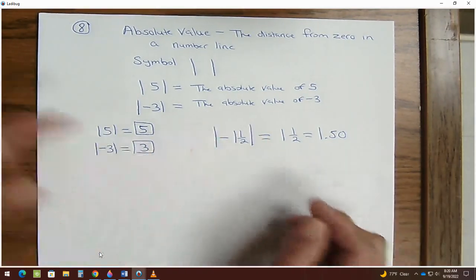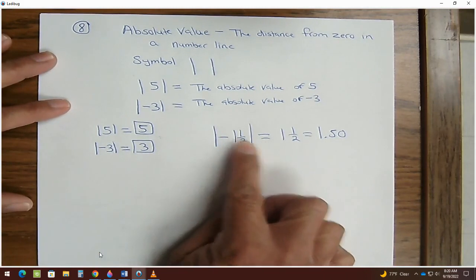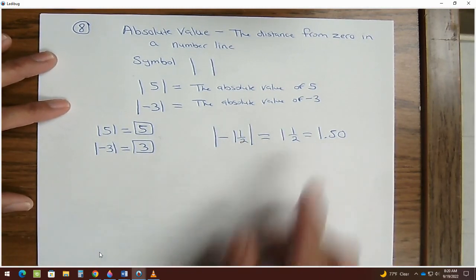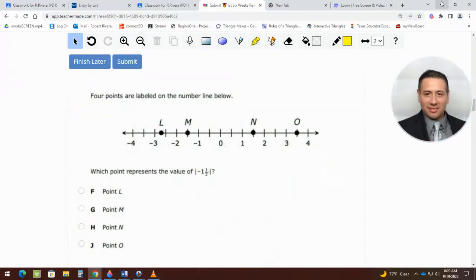That's the answer. So now that you know this is 1.5 or 1.50, which point would be the answer? L, M, N, or O? N. Good, because it's going to be 1.5. So the answer would be N, which is what letter? H. That would be the answer.